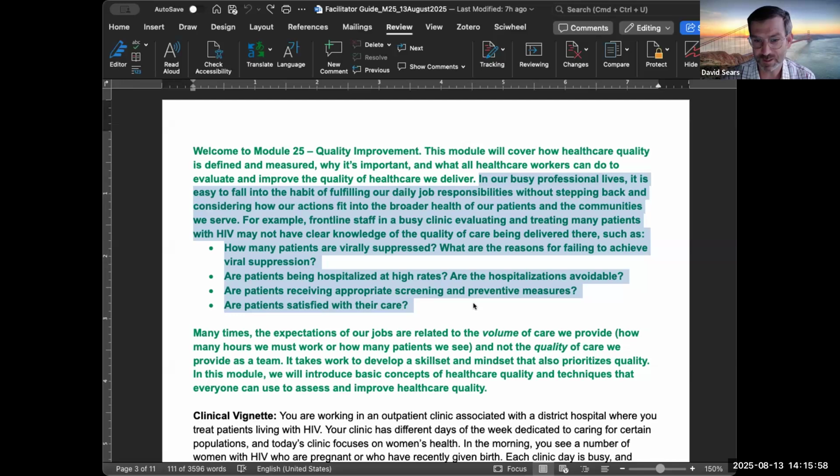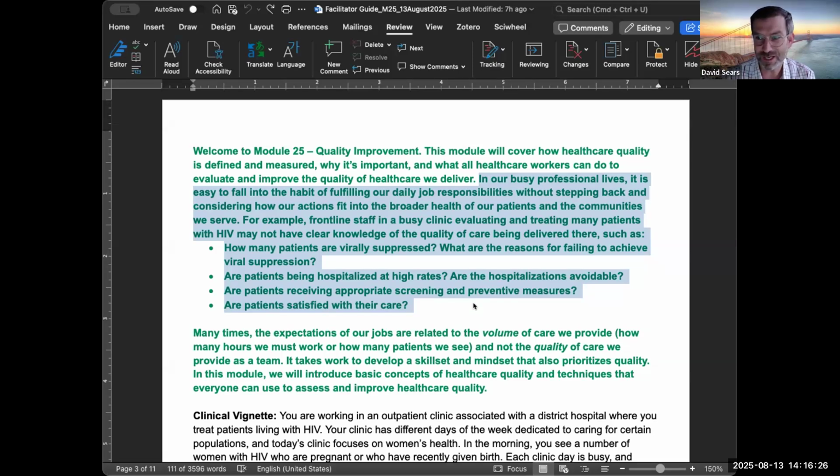So, for example, frontline staff in a busy clinic evaluating and treating many patients with HIV may not actually have clear knowledge of the quality of care being delivered there, such as how many patients are virally suppressed. That may be readily available at some clinics, that may not be at others. What are the reasons for failing to achieve viral suppression? Are patients being hospitalized at high rates? Are these hospitalizations avoidable? Are patients receiving appropriate screening and preventive measures? Are patients satisfied with their care?